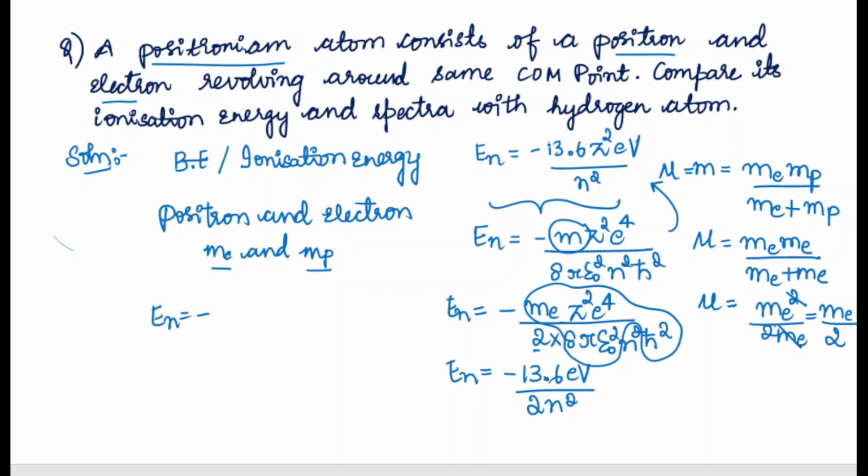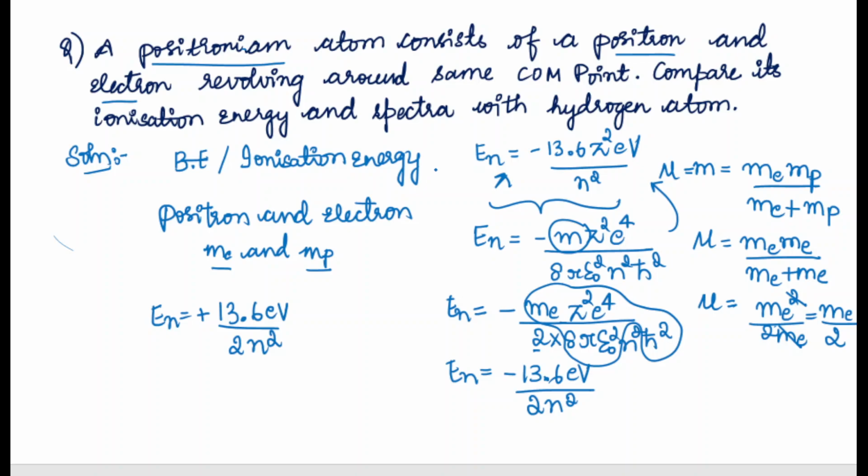So the hydrogen atom has the energy equal to minus 13.6 divided by n square electron volt, keeping Z equal to 1. Here the energy becomes half. Instead of negative, the ionization energy will be positive, as I have told in the last class. That is E infinity minus En. So that is equal to 13.6 electron volt divided by 2 times n square. So this is the energy we are getting for the positronium, and this is the energy for the hydrogen atom. On comparing, it will be reduced by half, you can tell.